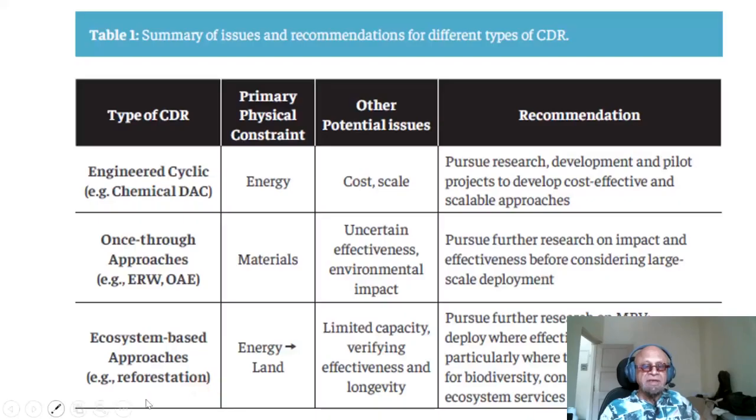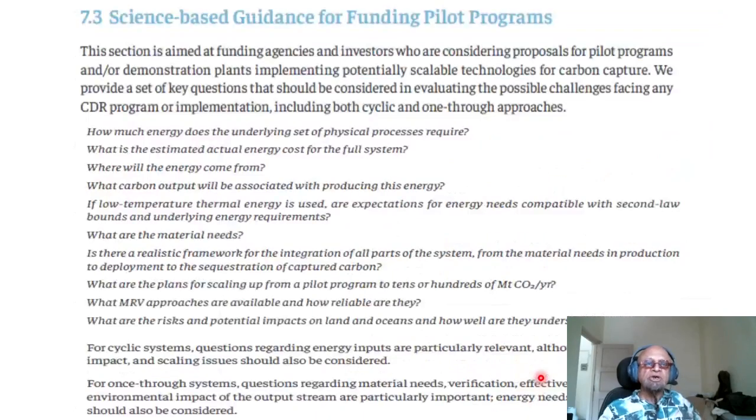Lots of experiments already happening. Ecosystem-based approaches such as reforestation, nature-based solutions, reducing agricultural emissions, enhancing land sinks and so on. Energy, land, water are a critical constraint and they have limited capacity. Verifying effectiveness and longevity can be a potential issue. Pursue further research on monitoring, reporting and verification as a recommendation. Deploy where effective and economical, particularly where there are co-benefits for biodiversity, conservation, ecosystem services, water quality, groundwater recharge, and so on and so forth.